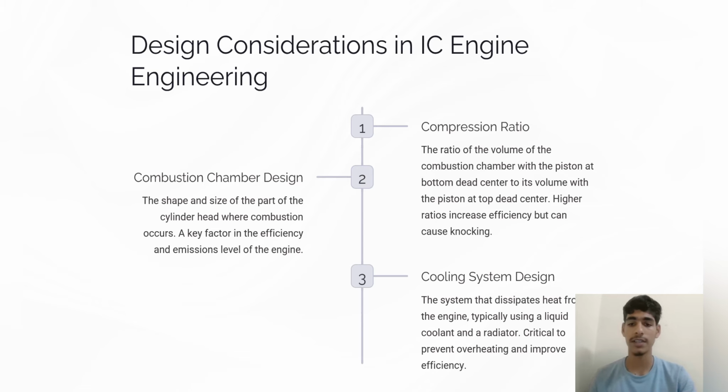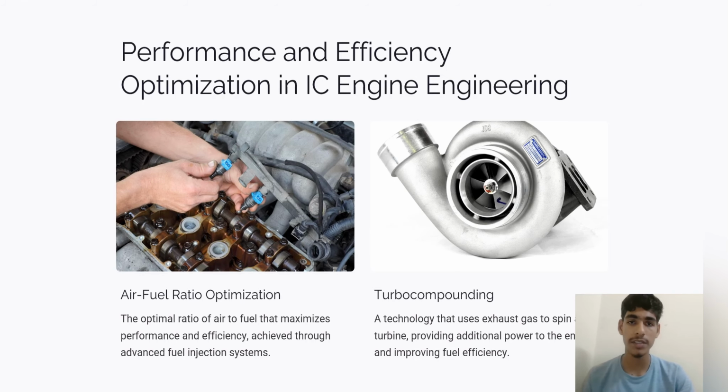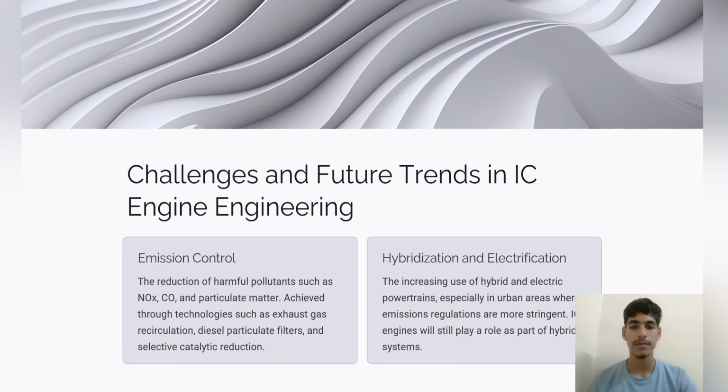Then cooling system design. The system that dissipates the heat from the engine, typically using a liquid coolant and a radiator, is critical to prevent overheating of the engine and improve efficiency. Then performance and efficiency optimization in IC engines takes air-fuel ratio optimization and turbo compounding. Here are the definitions written, you can consider them. Now at last we will study the topic challenges and future trends in IC engines, which consists of 2 points: emission control, and hybridization and electrification.